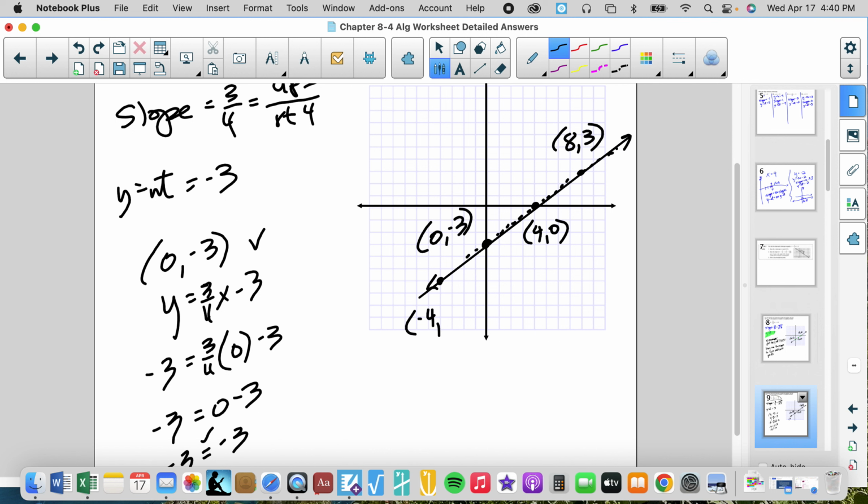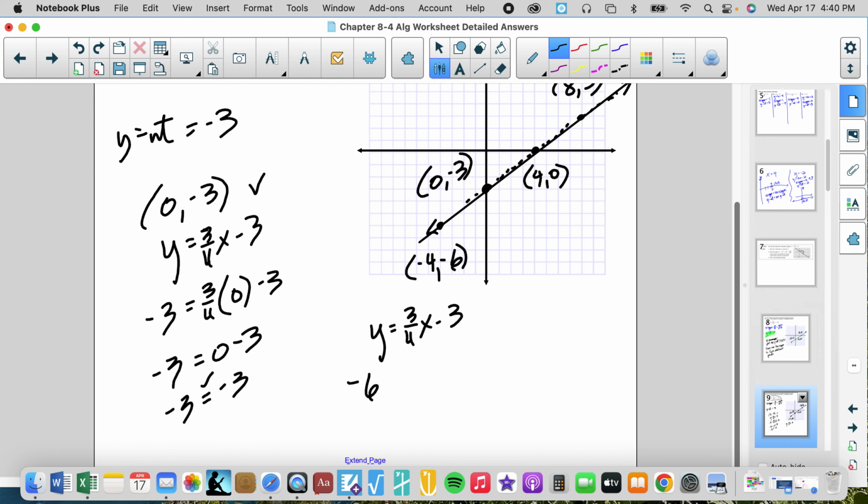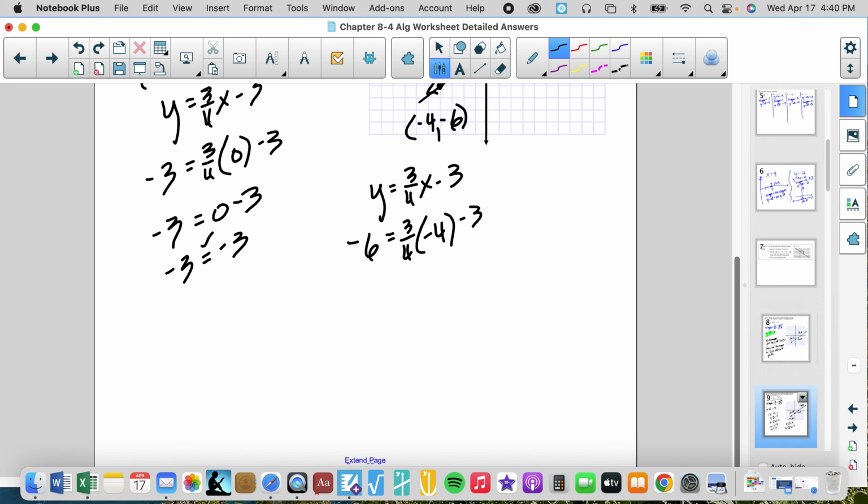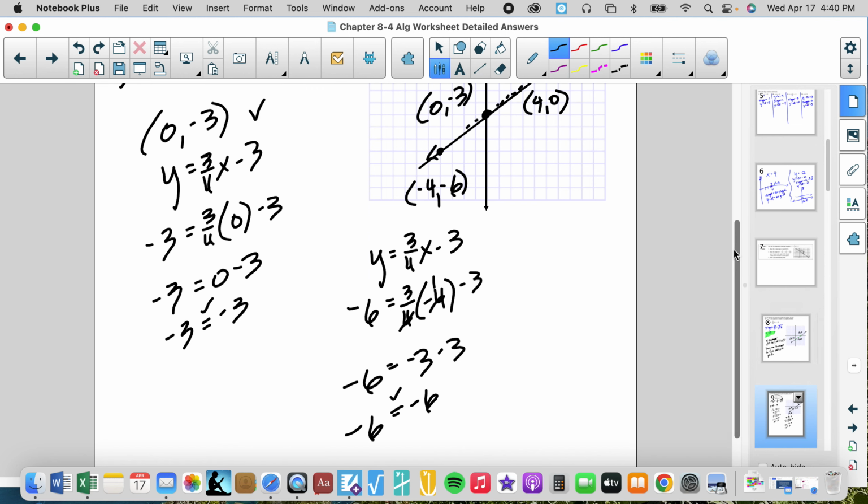That's going to be -4. 1, 2, 3, 4, 5, 6. -6 is that point right there. And so let's plug that into the equation y equals 3/4 x minus 3. So does -6 equal 3/4 times -4 minus 3? These cancel to make -1, which is -3 minus 3. Does -6 equal -6? It does. Hence why that is a solution.